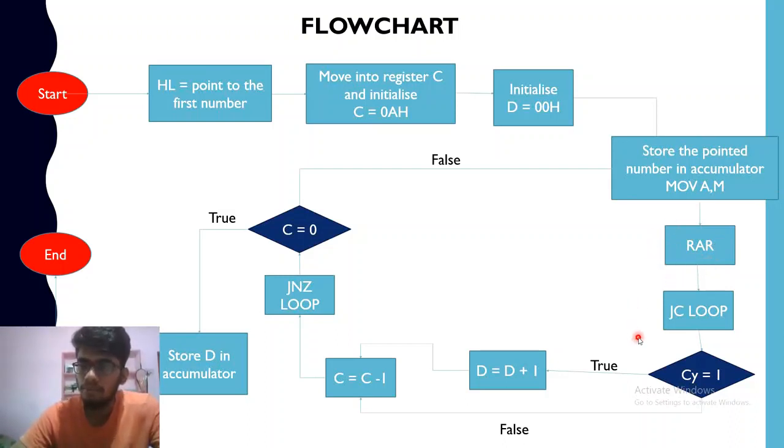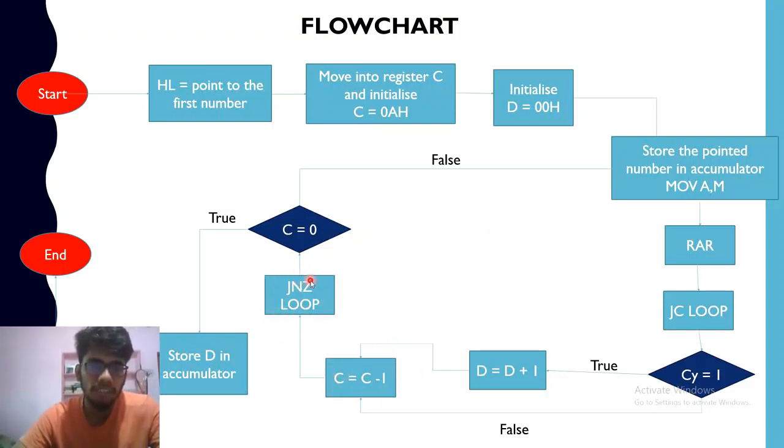Then next we will move toward the JC loop instruction. Basically this instruction, as I was saying previously, determines whether the carry is generated or not. If the carry is generated, then it will increase the count of our odd integers, which will be stored in D. Otherwise, we will point toward the next location.